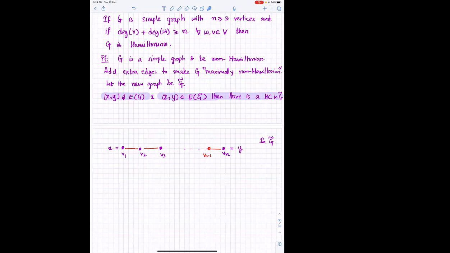If you add it, then there is a Hamiltonian cycle in G tilde. So what is G? G is the original graph that is given. Now G tilde is the graph where you add as many edges as possible to G in such a way that if you add one more edge, the graph will have a Hamiltonian cycle. So if xy is not an edge in G tilde, and if you add xy to the edge set of G tilde, then you will find a Hamiltonian cycle in G tilde. That is how the graph G tilde is constructed.